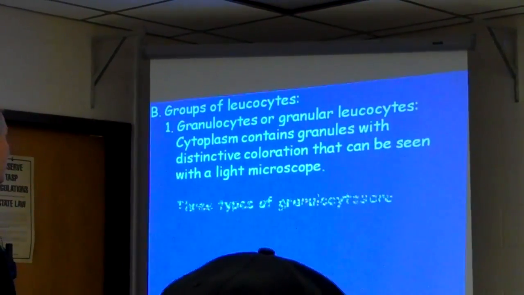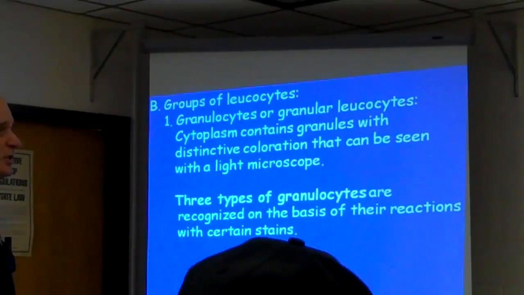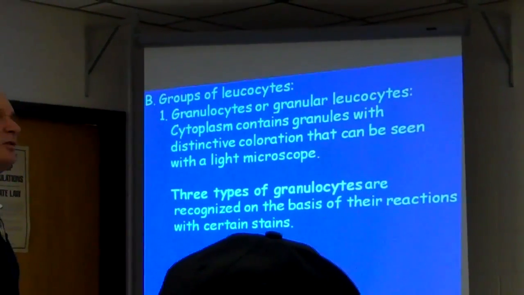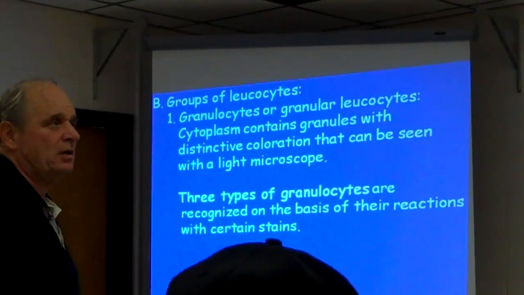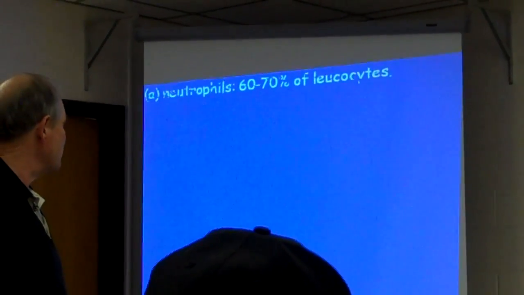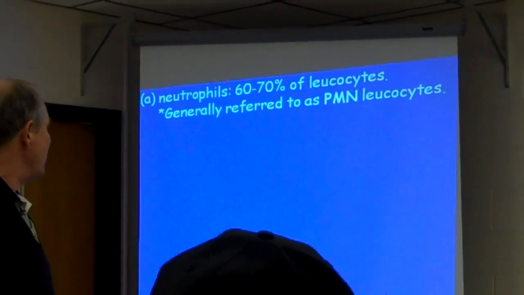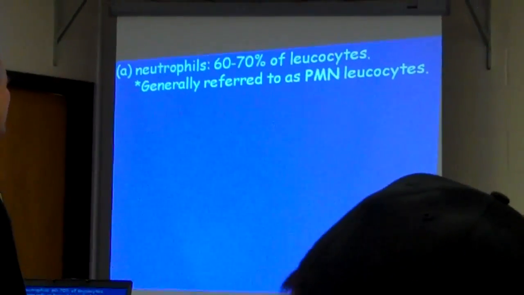Three types are recognized on the basis of various stains. Eosinophils stain real well with the microbiological stain eosin. Basophils stain with methylene blue. Neutrophils make up 60% of the leukocytes.